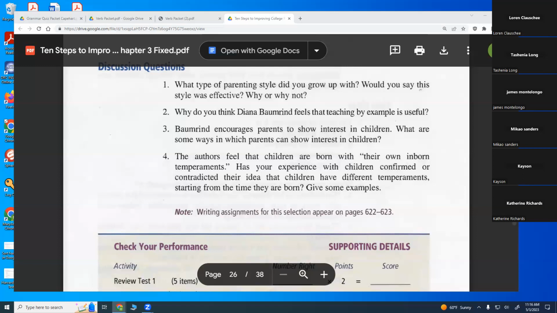So we're back and you guys can get started on that paragraph. We use a main idea and then supporting details, explaining why you think the style is effective or not, of our 3 parenting styles.